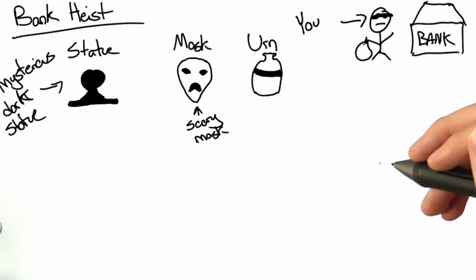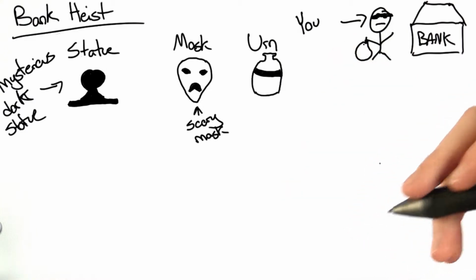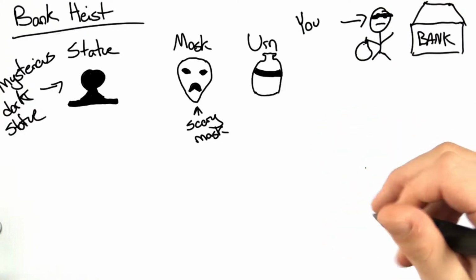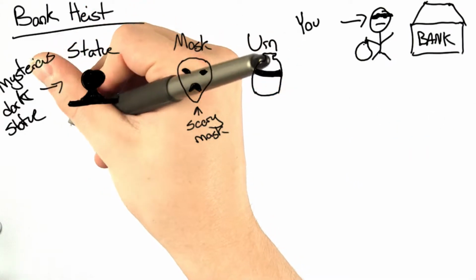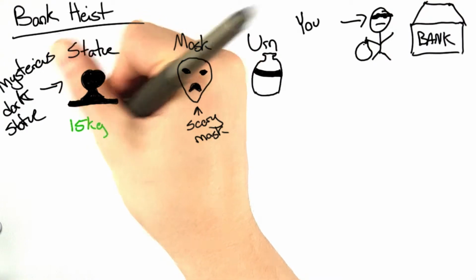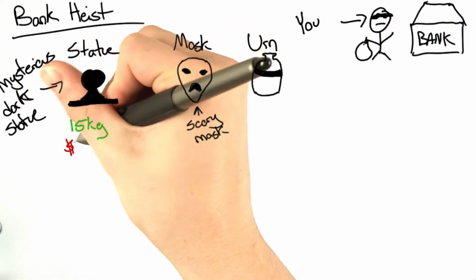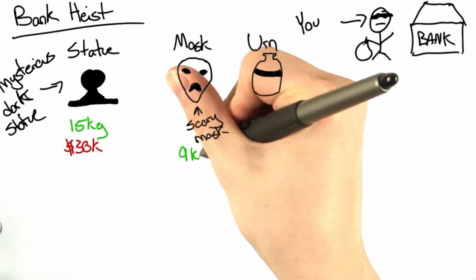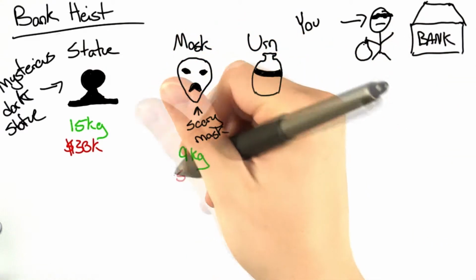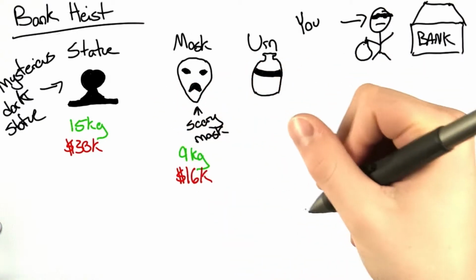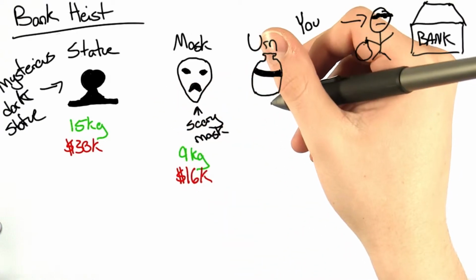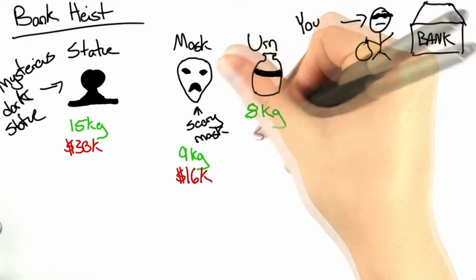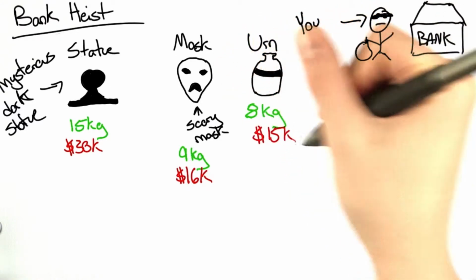And to make any scenario more realistic, we're going to add, of course, monetary and physical attributes to each of these items. The statue you want to steal weighs 15 kilograms and costs $30,000. Then the scary mask weighs 9 kilograms and is worth $16,000. And lastly, we have the urn. The urn weighs 8 kilograms and costs $15,000.